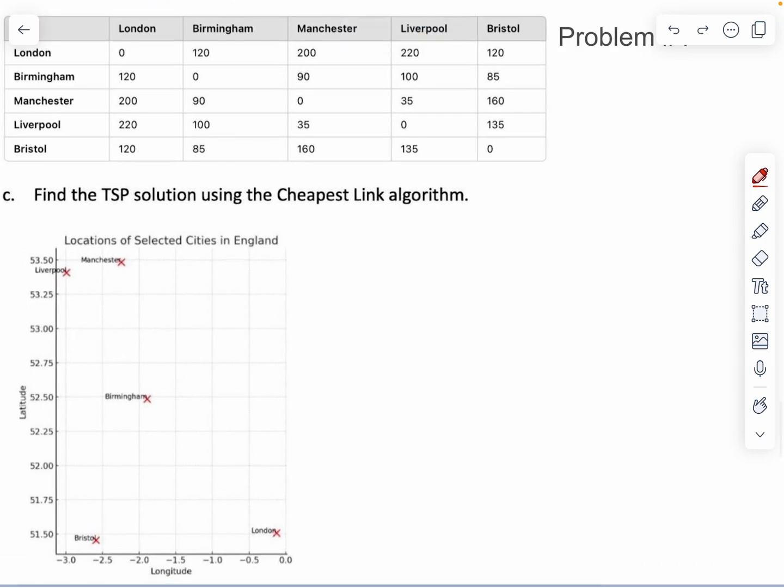The first thing you need to do is you need to list all of your weights in sequential order from lowest to highest.